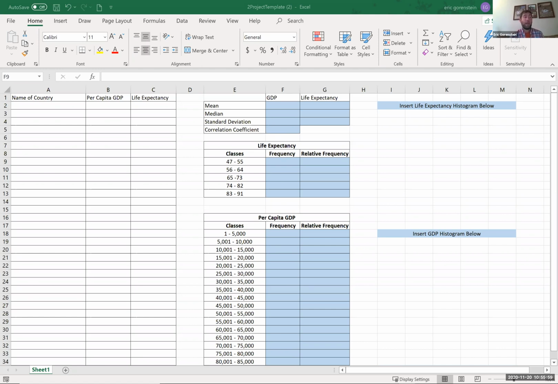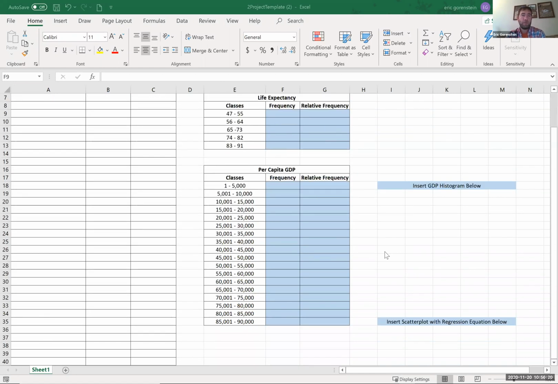And that's what we did back in chapter 2. And so you'll make a frequency distribution for each one, a frequency distribution for life expectancy and one for per capita GDP, also a relative frequency distribution. This should be pretty easy because I've done most of the work for you. I've set up the classes. You don't have to worry about the class width or anything like that.